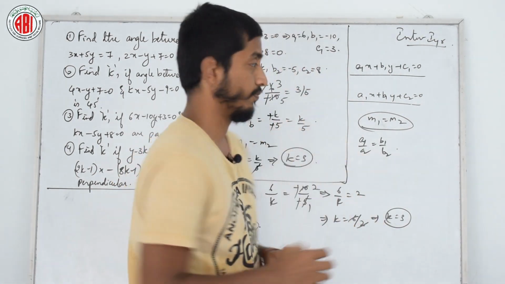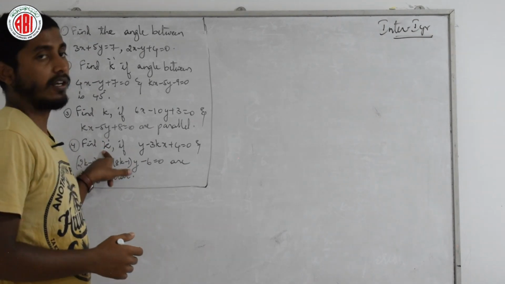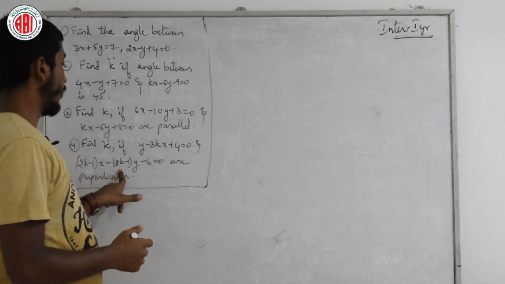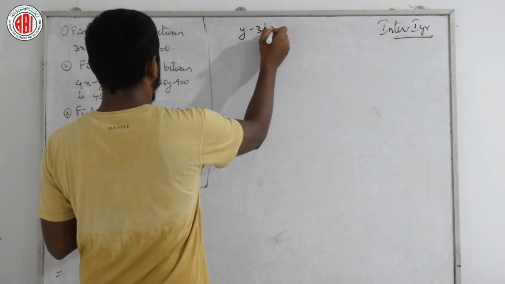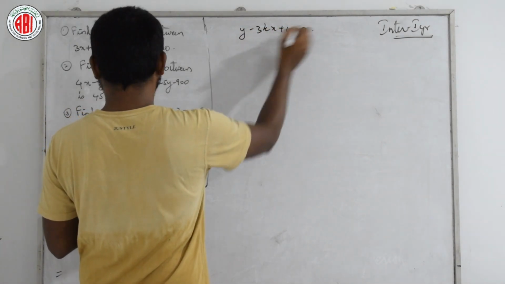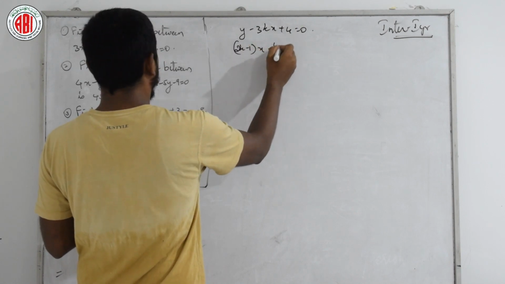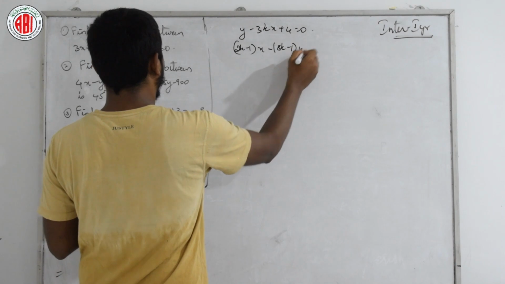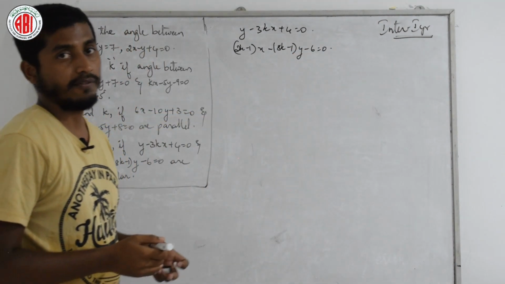Okay, let's do. Now the fourth question is asking us to find the value of a if two equations are given. Let us write this equation. y minus 3kx plus 4 is equal to 0 and (2k minus 1) into x minus (8k minus 1) into y minus 6 is equal to 0. These are the two different equations given.